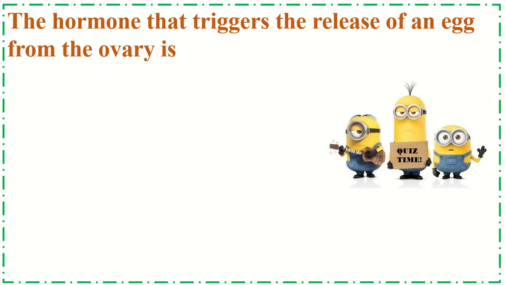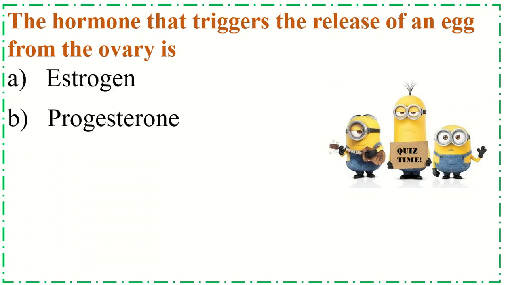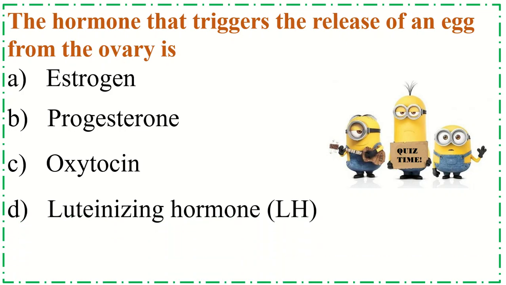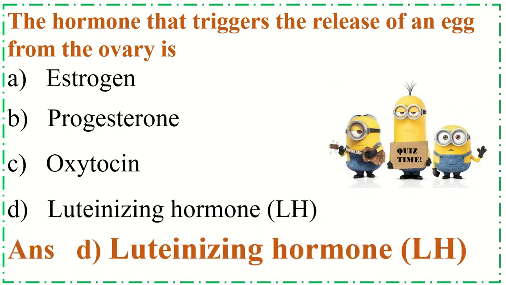The hormone that triggers the release of an egg from the ovary is option A, estrogen, B, progesterone, C, oxytocin, D, luteinizing hormone. Correct option is D, luteinizing hormone.